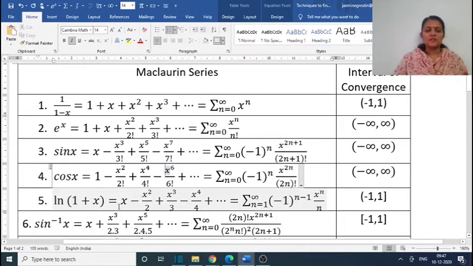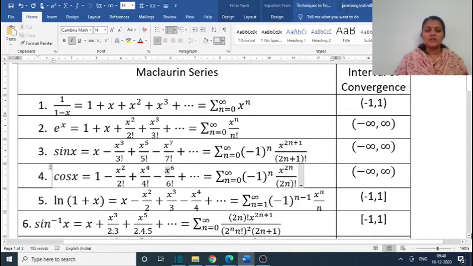ln of 1 plus x, the log series: x minus x square by 2 plus x cube by 3 minus x raised to 4 by 4. It is alternately positive and negative, no factorial term is there, x minus x square by 2 plus x cube by 3 minus x raised to 4 by 4 plus etc., which is sigma n equal to 1 to infinity minus 1 raised to n minus 1 x raised to n by n. And the series is valid for minus 1 less than x less than or equal to 1.